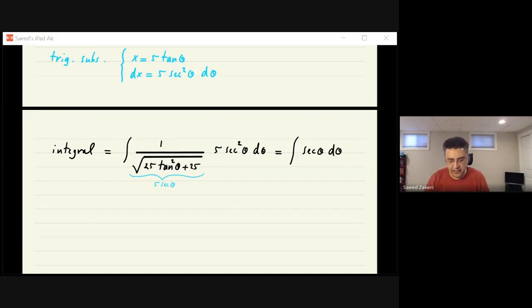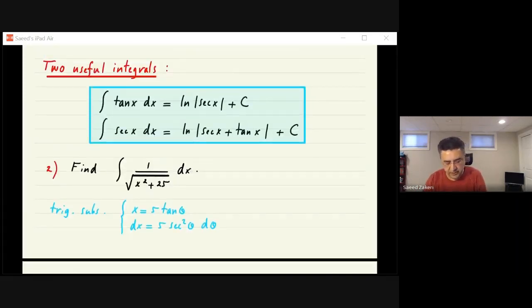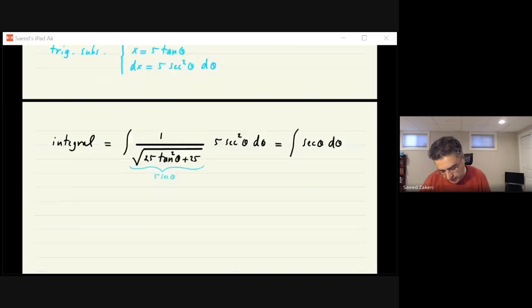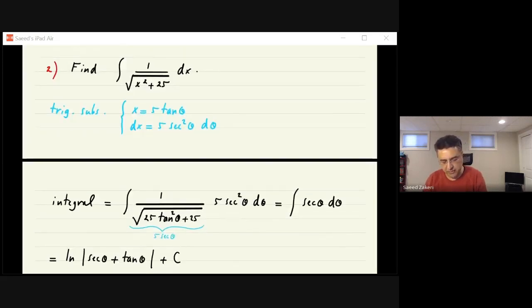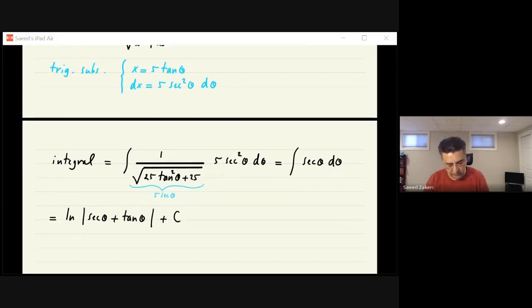What is the integral of secant theta? Well, I just gave you the useful formula. Integral of secant is ln of secant plus tangent. So this is going to be ln of absolute value of secant theta plus tangent theta plus a constant. Now, we got the answer, but my answer is expressed in terms of theta. There was no theta in the original problem. I have to express my answer in terms of the original variable x. So somehow I have to plug in for theta in terms of x and simplify.